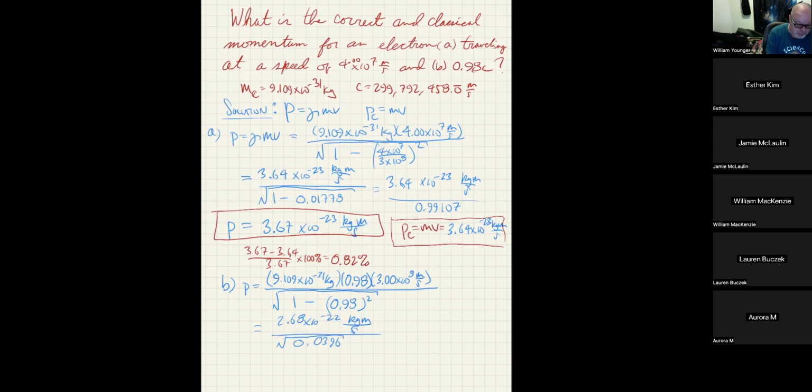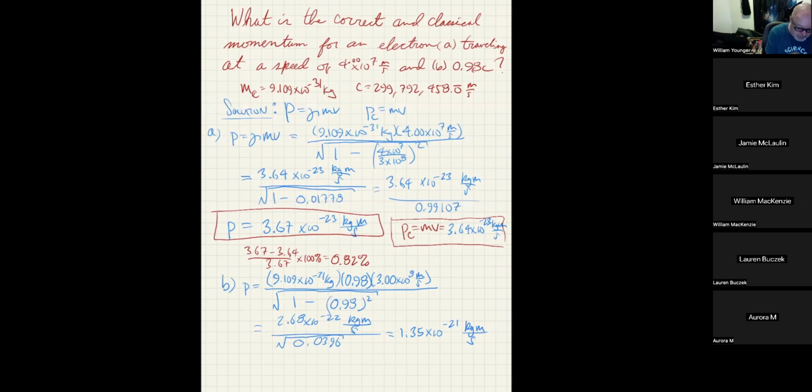So I'll take the square root of that. And then I'll do 2.678 e to the negative 22 divided by 0.198997, say. That's roughly what the square root came out to be. And this gives me 1.35 times 10 to the negative 21 kilograms meters per second.